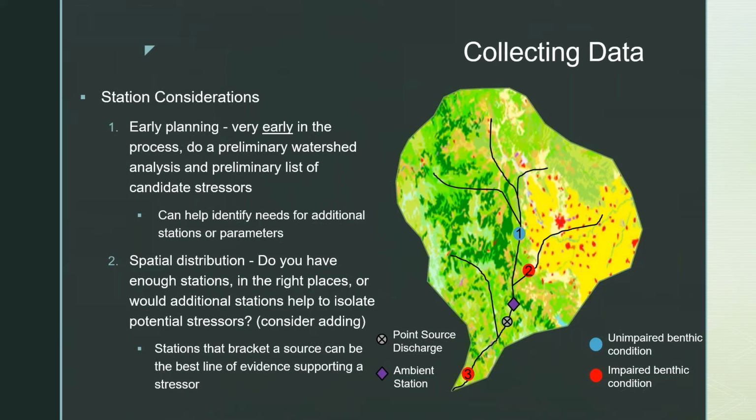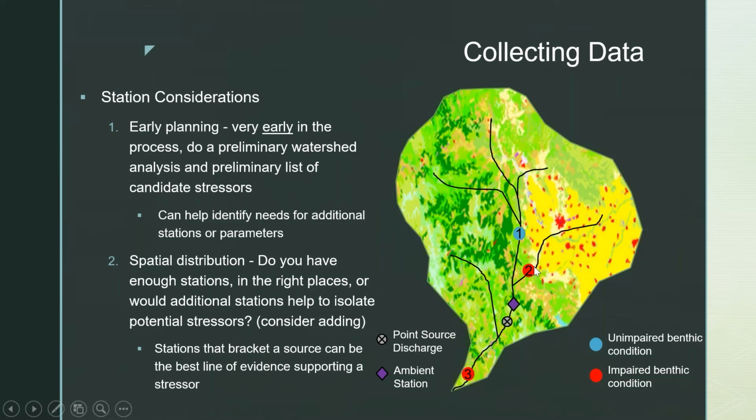That's not always possible. But the problem with this particular ambient station is that any sources of stress coming from this point source are not going to be captured in our parameter data. So we would really like to have an ambient station down here, or maybe a benthic station co-located with the ambient station here, so that we can compare: what's the level of stress here where we're collecting all of our water quality data? How does it compare to the level of stress here or here?